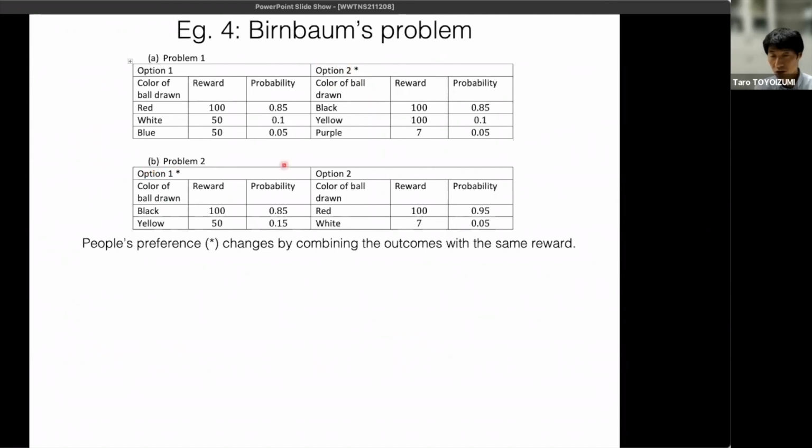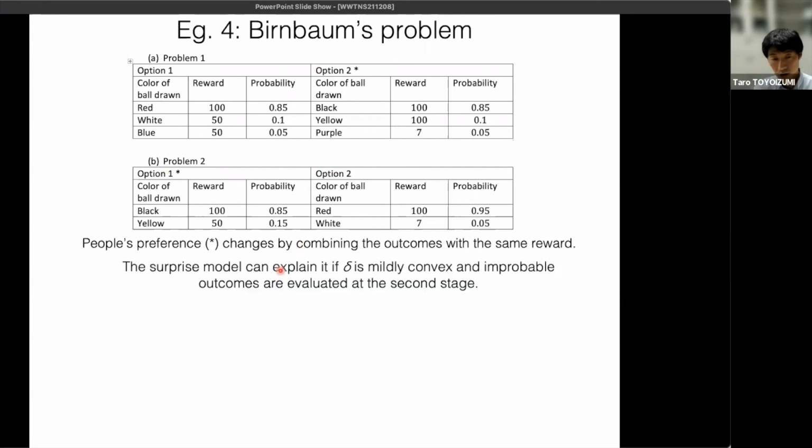Empirically, people's choice depends on combining the same reward outcomes. But it cannot be accounted for by the prospect theory. How does our model explain this? The surprise model can explain these experiments if delta is mildly convex and if improbable outcomes are segregated and evaluated at the second stage.